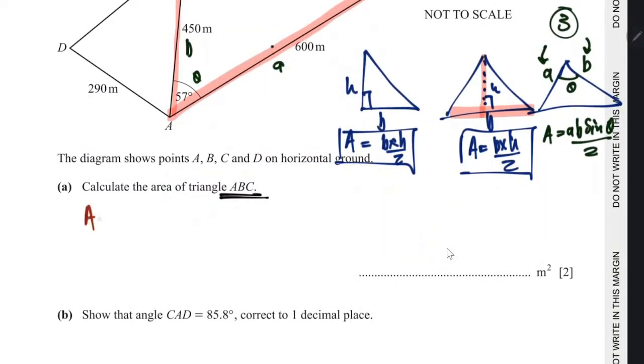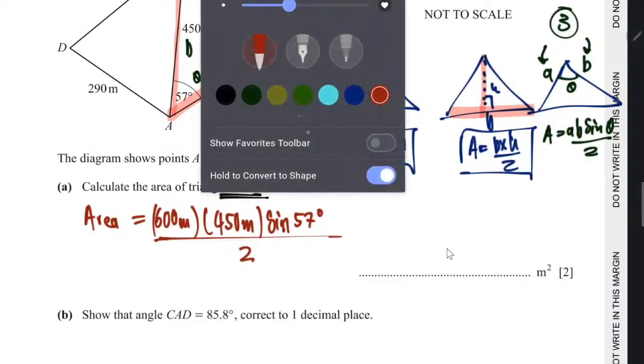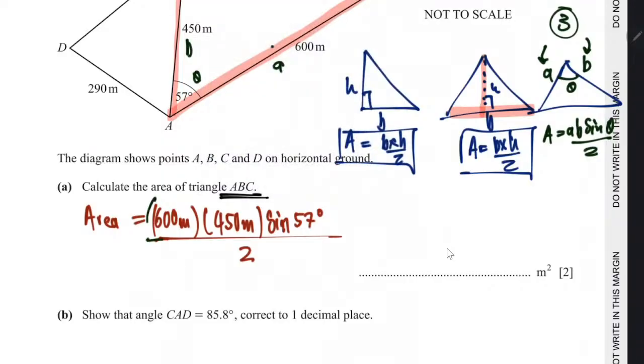So we'll say area is equal to, what is our A? 600 meters. Times, what is our B? 450 meters. Times sine 57 degrees all divided by 2. So this is 600 by 450 by sine 57, all divided by 2. What is the answer, students? Can you punch it exactly like this? Make sure your calculator is in degree mode and put the answer in the chat.